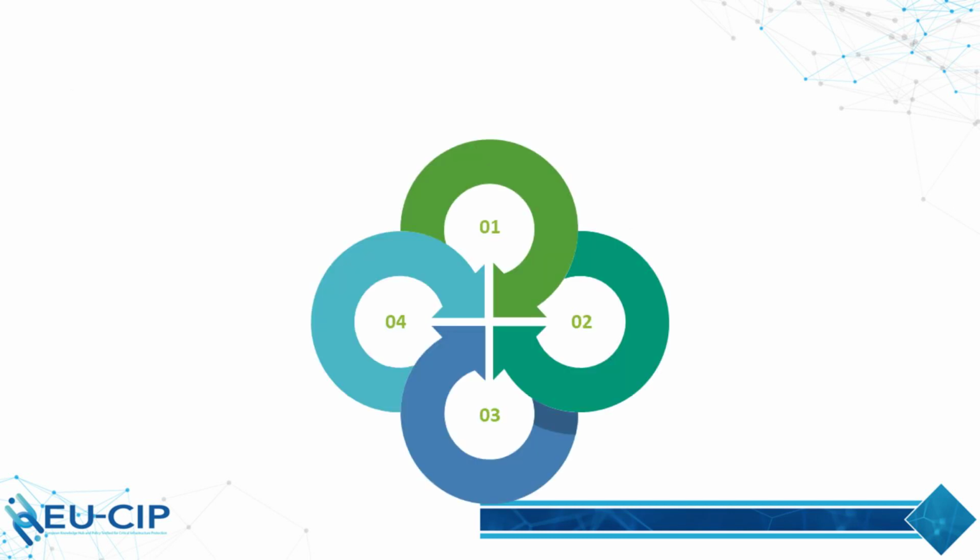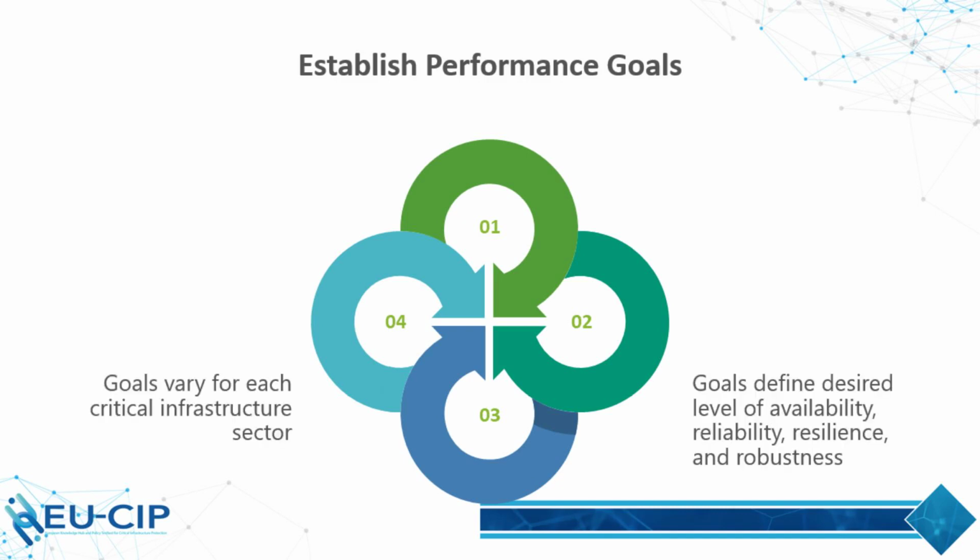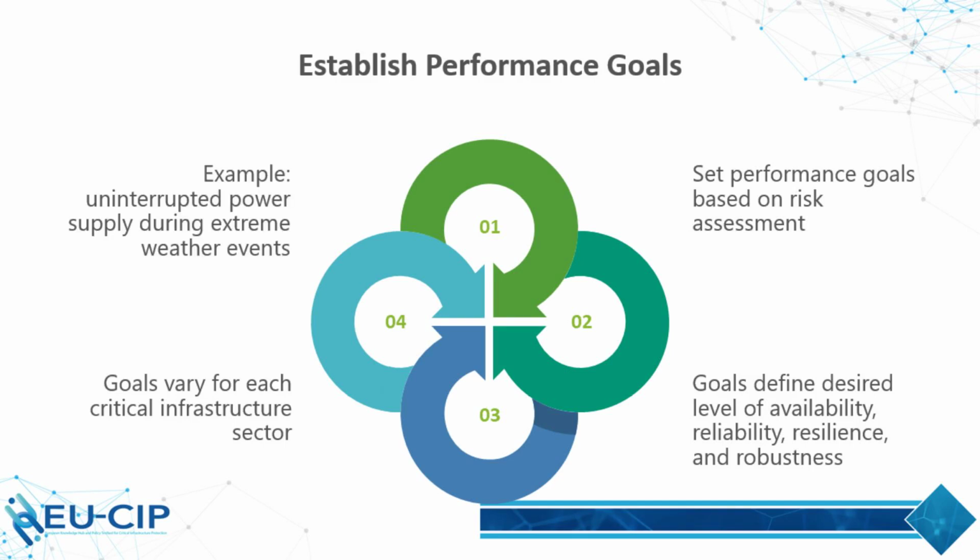Based on the risk assessment, performance goals should be established for each critical infrastructure sector. These goals define the desired level of performance in terms of availability, reliability, resilience, and robustness. For example, the energy sector may establish a goal of providing uninterrupted power supply to customers during extreme weather events.